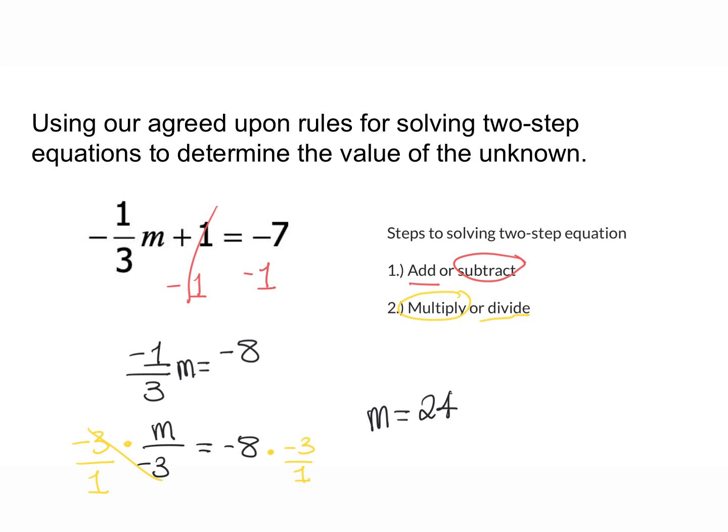And you can think about this when we check it, negative 1/3 times 24 plus 1. So 1/3 of 24 is 8, and it's negative, plus 1 will be negative 7. So we know we did this right.